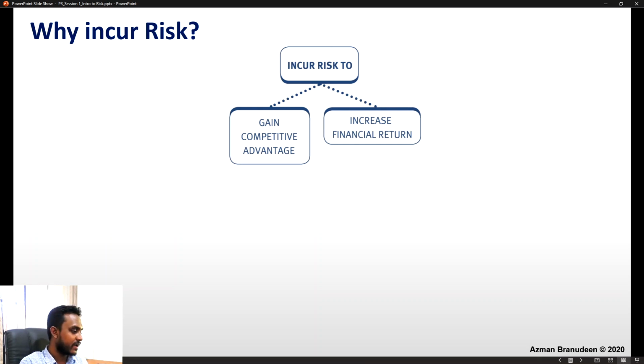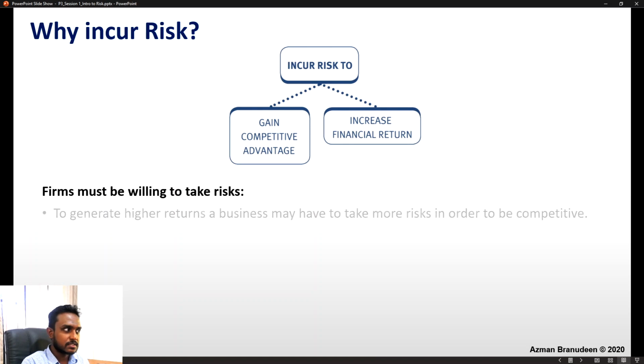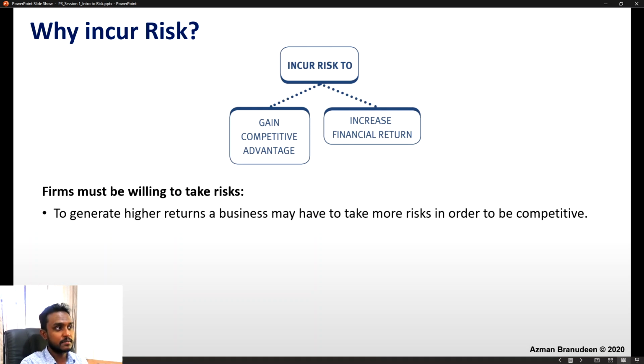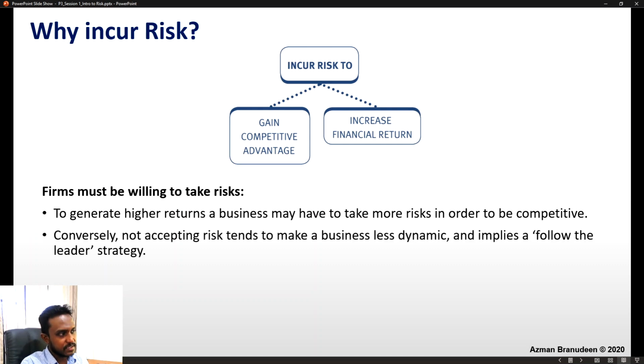By the time Harry Markowitz introduced portfolio theory back in 1952, every time risk started to become mentioned, return also started to become parallelly mentioned. So risk and return have now become very close companions. Firms must be willing to take risks. To generate higher returns, a business may have to take more risks in order to be competitive. And conversely, not accepting risk tends to make a business less dynamic and implies a follow the leader strategy.